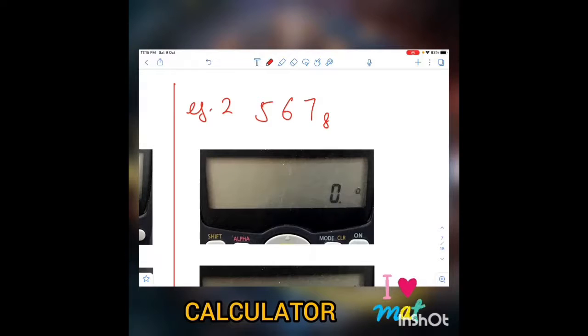If you want to key in 567 base 8 into your calculator, you need to start by pressing the button OCT first. When you press the button OCT, you are actually telling the calculator, "Hey calculator, now I'm going to give you a number which is in base 8." After you press OCT, you can see on the screen that the calculator has an O beside the zero there. When you see the O on the screen, it means the calculator is ready for numbers of base 8.